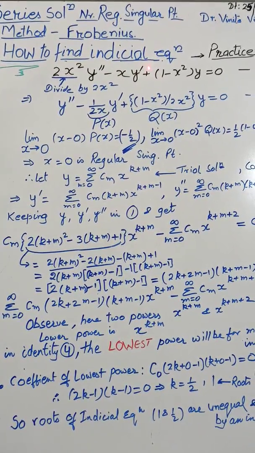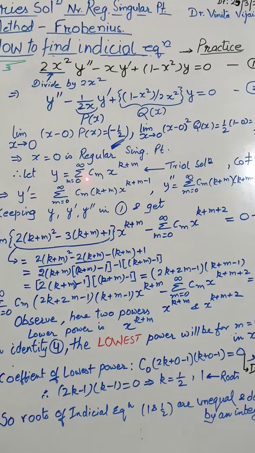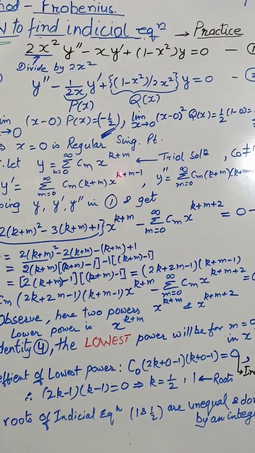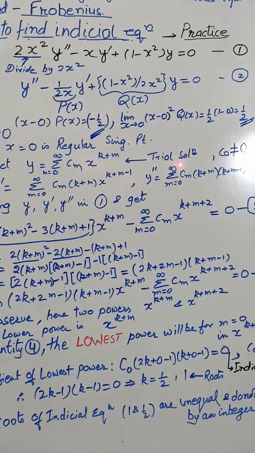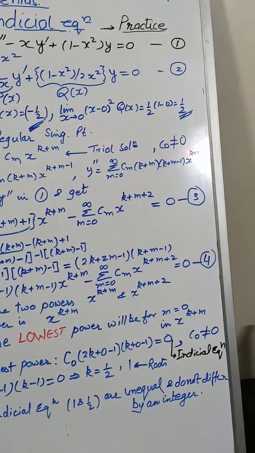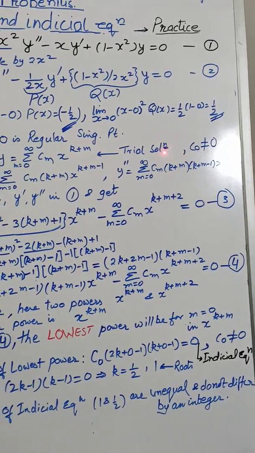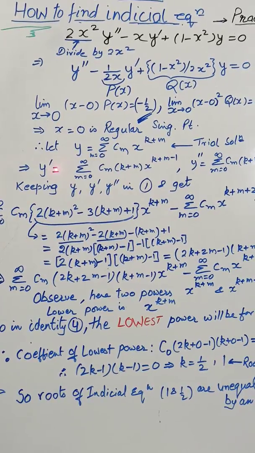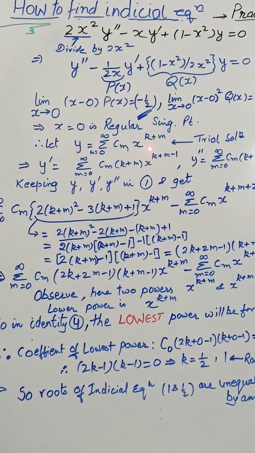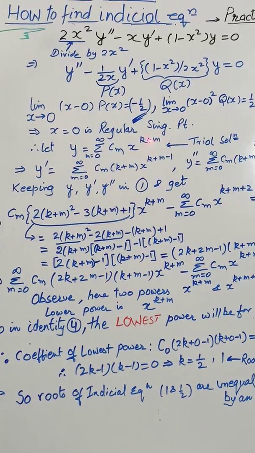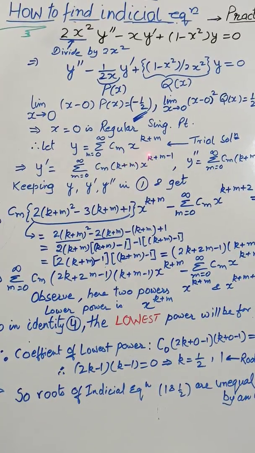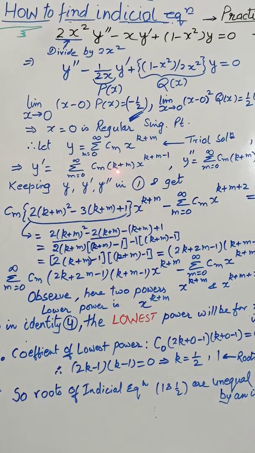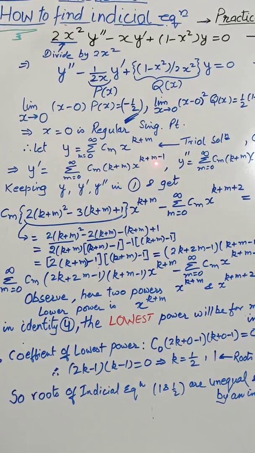So we move forward. For this, I have a trial solution y = Σ c_m x^(k+m). This is a trial solution with the compulsory condition that c0 is not equal to 0. Now from this y, I find y' by differentiating, and here the power of x is k + m. So when differentiated, this comes down and the power becomes k + m − 1. So y' is Σ c_m (k + m) x^(k+m−1).